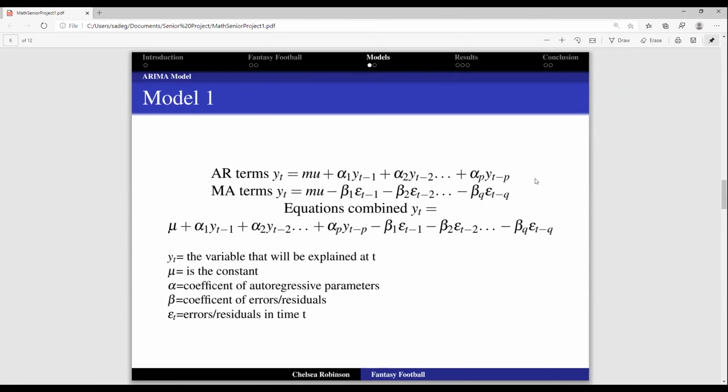The I part is for integrated. It is the differencing of the raw observation. And the MA part is the moving average. This is the dependency between an observation and an error from a moving average model applied to a lag observation. And you combine these two equations together. The mu is the constant. The alpha is the coefficient of the auto-regression parameters. The beta is the coefficient of the errors. The epsilon subscript t is the errors, and the Y subscript t is the variable that will be explained at t, and t is the time.